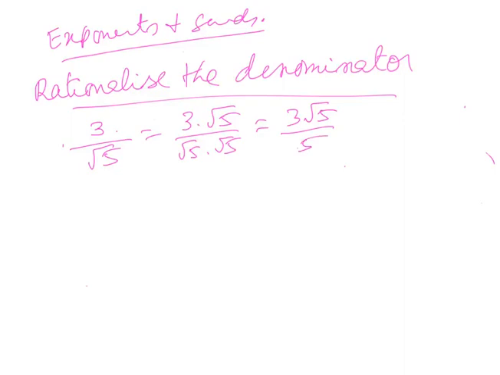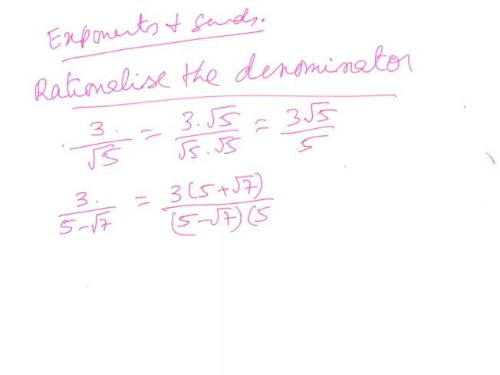That's the rational denominator. It also comes with binomial terms in the denominator. Let me take another example: rationalize the denominator of 3 divided by 5 minus root 7. So how do we do this? I call them a conjugate. I multiply with the conjugate of the denominator.